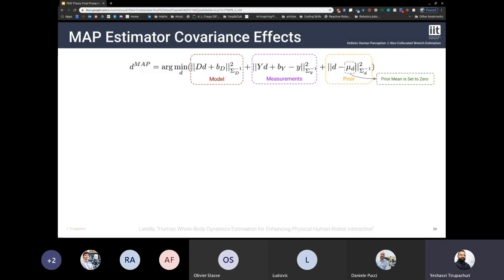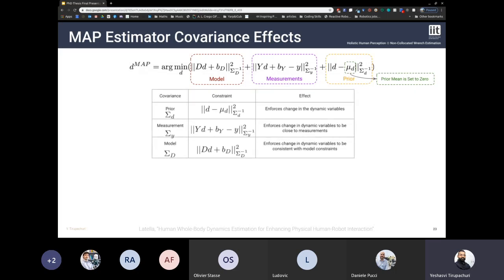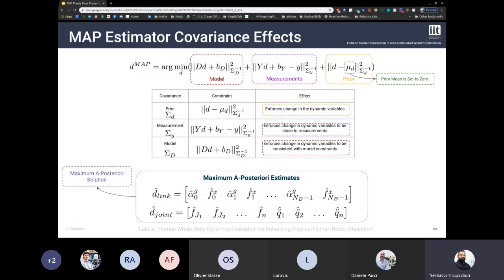Now let us quickly examine the effect of changing each of these parameters in estimating the dynamic variables. The prior covariance guides the estimator to change the dynamic variables. Then the measurement covariance guides the estimator to push some of the dynamic variables to be close to their measurements if they are available. Finally, the model covariance guides the estimator to ensure that all the changes in the dynamic variables are consistent with the model constraints. A proper tuning of these 3 covariances will result in a maximum a posteriori solution, which gives reasonable estimates for the link and joint dynamic variables that are consistent with the model constraints and the measurement inputs we are giving.